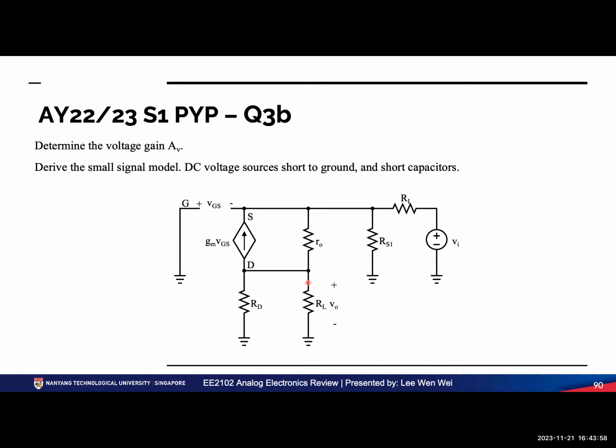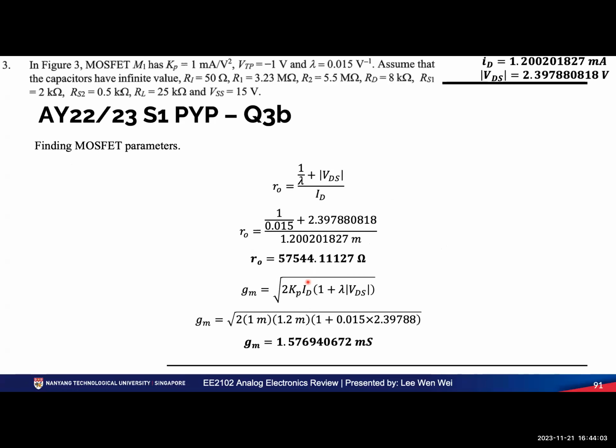Then what do you do now? Go and calculate the AVT. Before that you can calculate the R0 and gm. Get free marks. This is free marks, easy to calculate. You already got the Q point, right? Once you get the Q point, just plug inside. What's the formula for that? The formula is here. Just try not to copy the answer. Just see first.